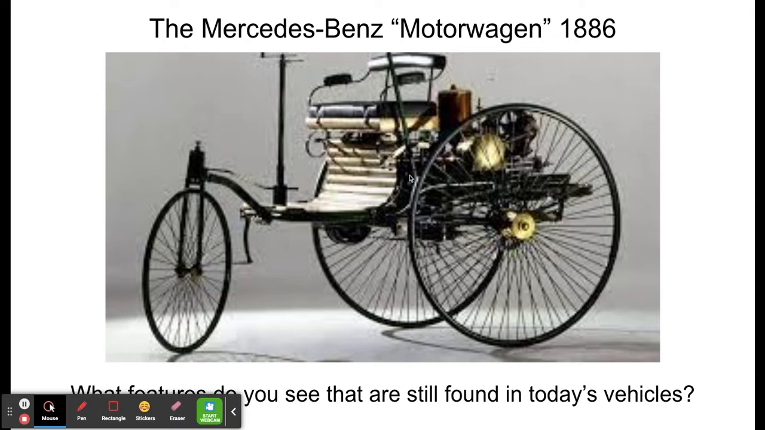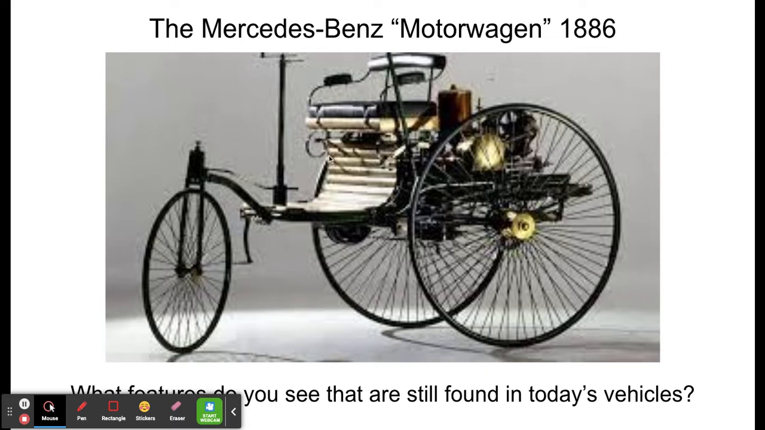So this is the first vehicle ever created, and obviously there's a lot of differences between this motorized vehicle and the cars and trucks and whatever we drive today. But there still are some similarities. In fact, there's many similarities. And it was based on this model that we have all of the motorized vehicles that we enjoy today.